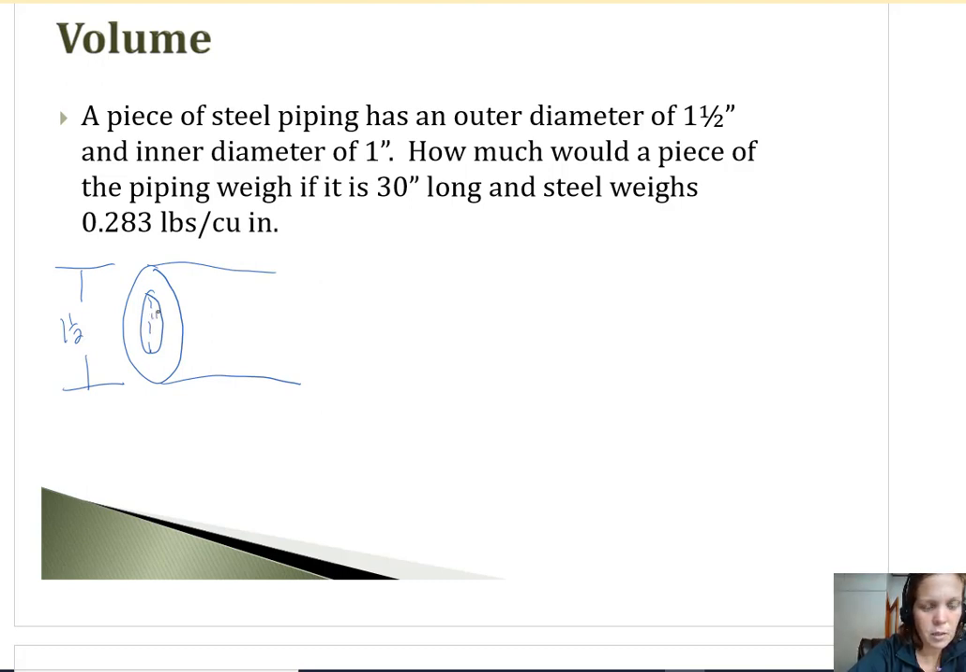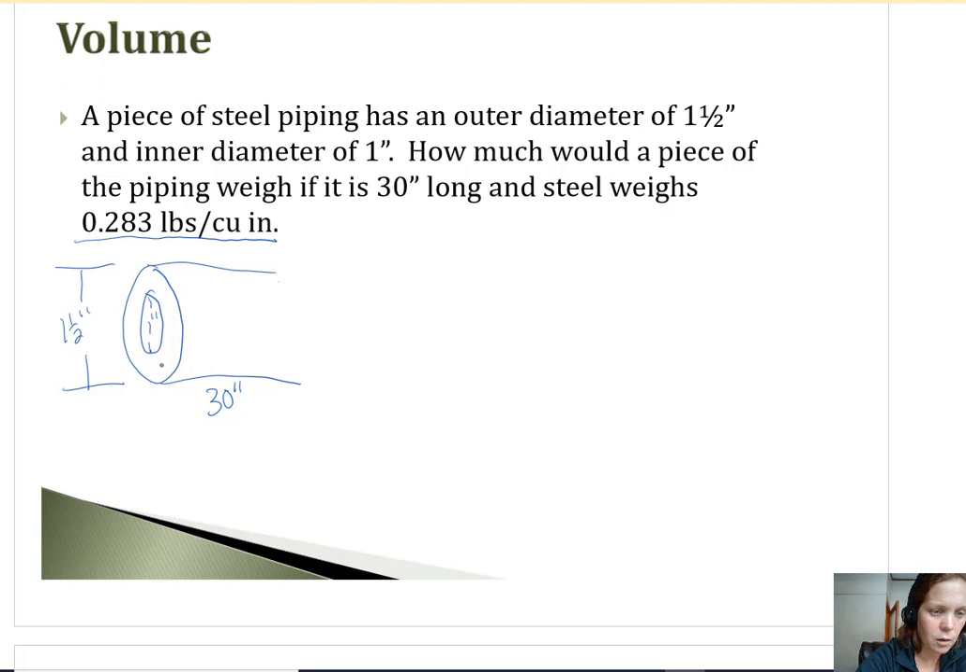How much would a piece of piping weigh if it's 30 inches long? And maybe I'll just not put an end, because if this was to scale, it'd be off the paper. So 30 inches long, and steel weighs 0.283 pounds per cubic inch. Okay, so if I want to figure out the volume of this so that I have cubic inches, I can then find my weight.